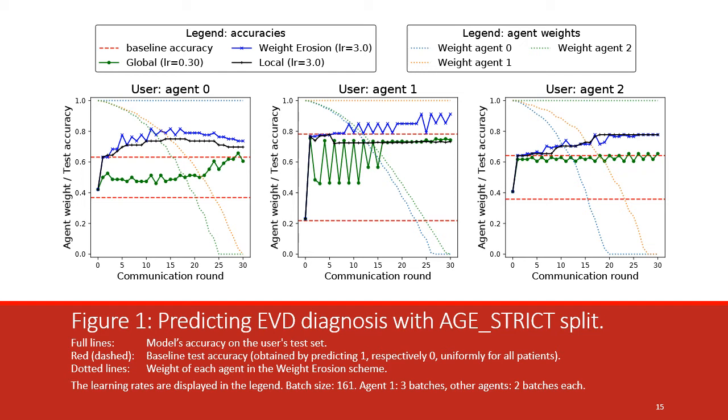The results also suggest that the weight erosion scheme can, under certain circumstances, significantly outperform local training by making more data available to the requesting user, even when federated averaging fails. This is what we see for agent 1 here. Meanwhile, in this example, weight erosion always works at least as well as local training.